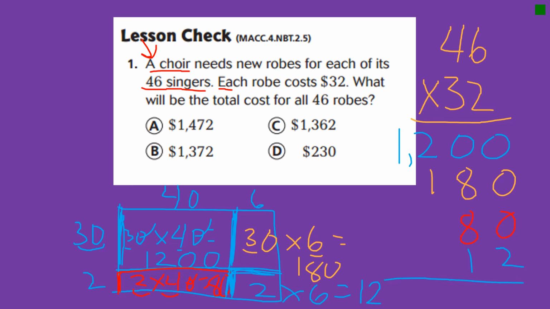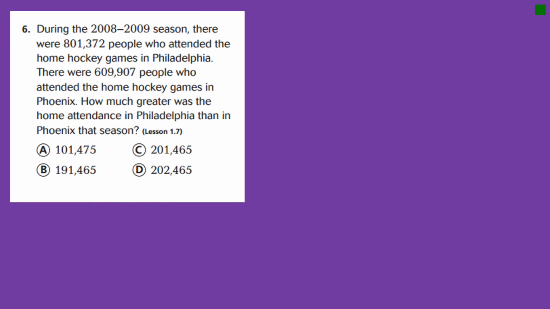All right, add up our four partial products. 2, then 8 plus 8 is 16, plus 1 is 17, and then 2, 3, 4, and 1 in the thousands place. So the total cost for 46 choir robes is 1,472. Ring-a-ding-ding. There it is. Okay, $1,472. Good work. All right, let's move on.